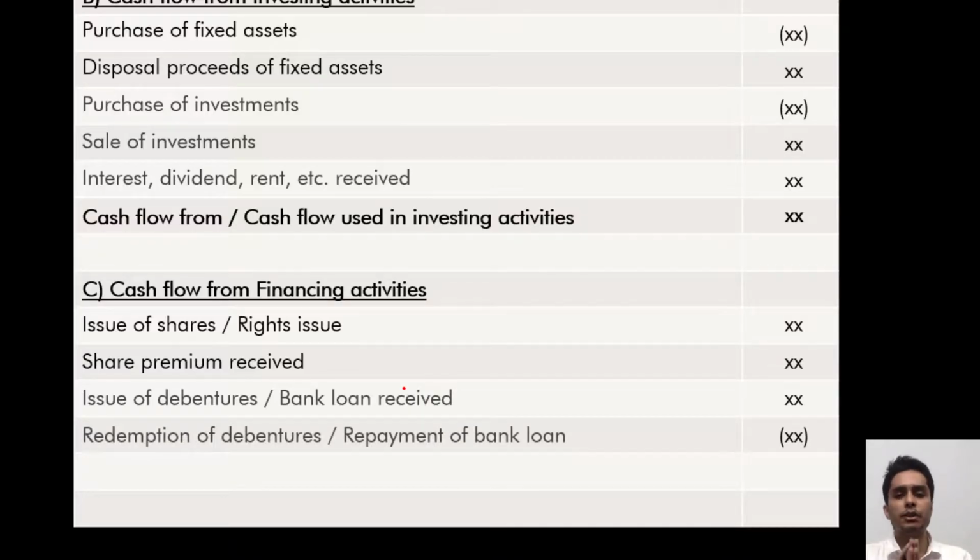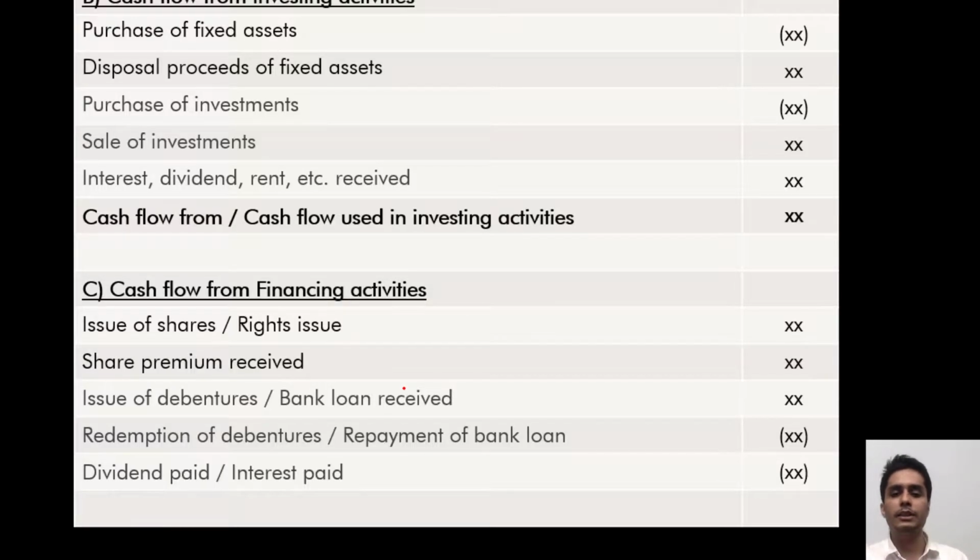Any redemption of debentures or repayment of bank loan will be an outflow because it causes a decrease in the capital employed and causes an outflow of cash and cash equivalents from the business. Apart from these, any dividends, interim or final dividend paid during the year will be an outflow. I told you interest paid could be shown under financing activities. Alternatively, it can be shown under operating activities as well.